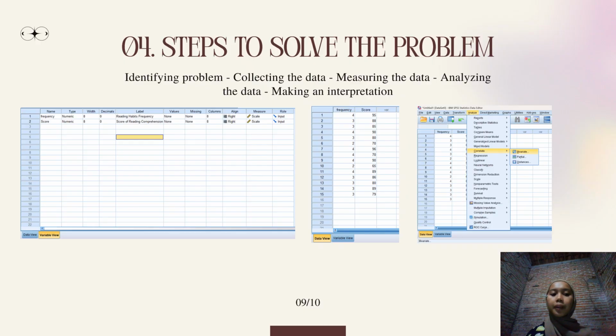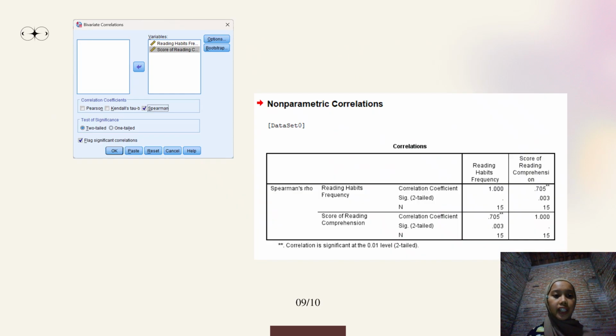We go to the variable view and then name the variables: the reading frequency as frequency, and the score of reading comprehension as score. Go to the data view, input all the results and click Analyze. Go to Correlate and click Bivariate, and we have this bivariate correlation. We drag the variables to the right box and tick Spearman and then OK. And finally, we have the result.